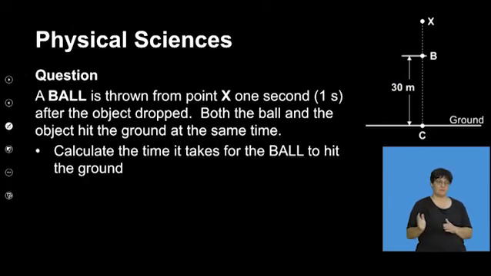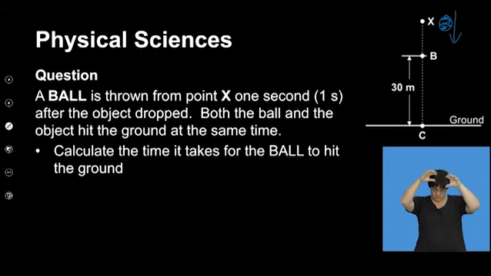Now we get the fun question. A ball is now thrown from point X. So we have our object, and now they take a ball and they throw it down. So this is a ball. After the object is dropped, both the ball and the object hit the ground at the same time. Calculate the time it takes for the ball to hit the ground. We've got to think about this carefully.